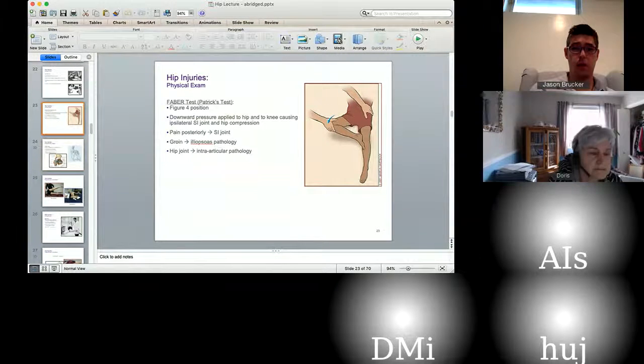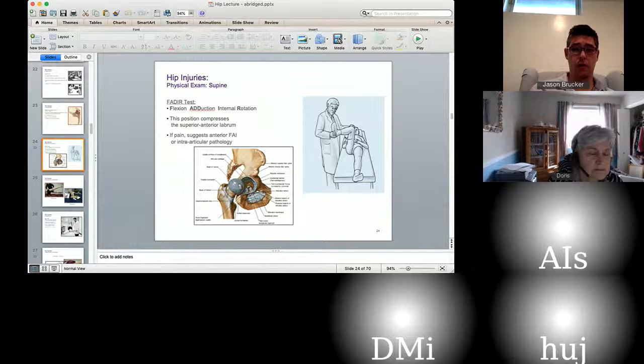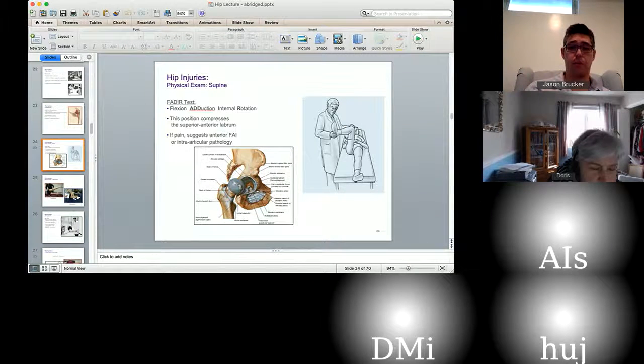Okay. And also in the supine exam, you want to do the FADIR test, for flexion, adduction, and internal rotation. This will give you information if there is any internal hip pathology.